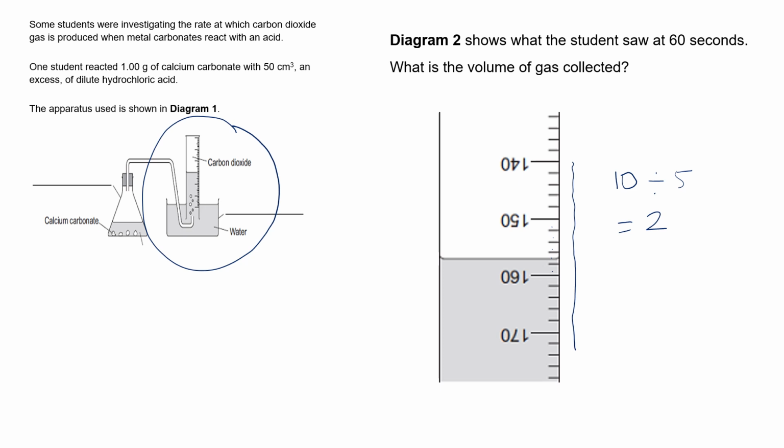Don't count backwards from 160. Always go in the way which the numbers would go logically. And so when we look here, we can see that we've got 150, 152, 154, 156, and here between the two lines is 157. And if it's in a measuring cylinder, then it's got to be centimetres cubed.